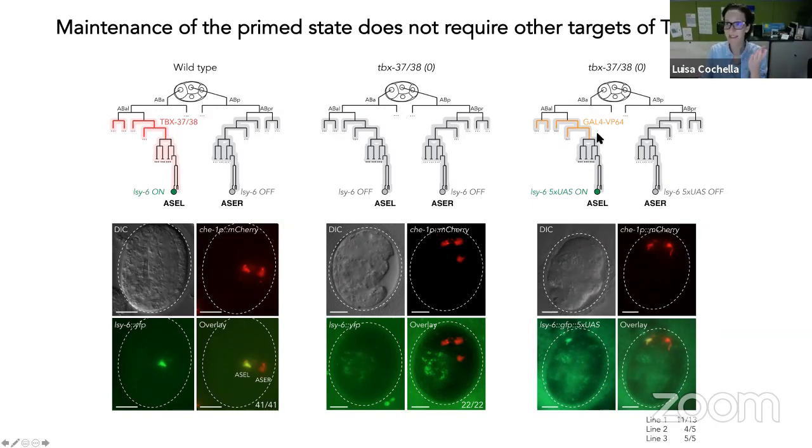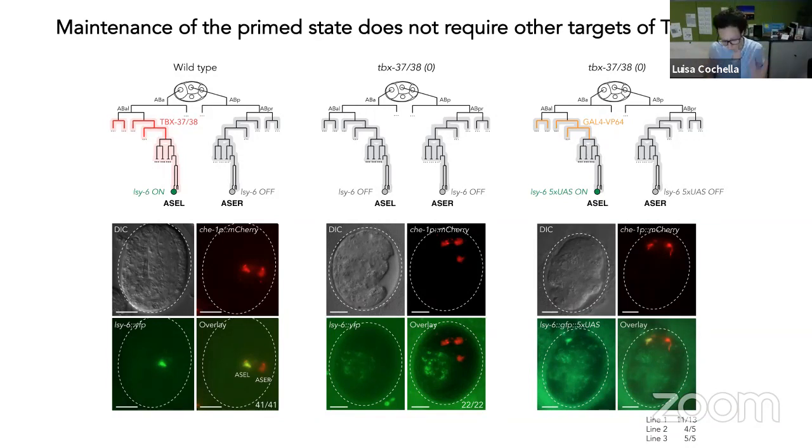And what we found in this case was that this asymmetric trigger was sufficient to turn on Lausitz-X expression in one of the two, or one of the three in some cases, ASE neurons that were produced in these animals. So what this tells us is that there is no other direct target of TVX3738 or no other asymmetric protein that is necessary to maintain this asymmetric state of the Lausitz-X locus that is induced early on.